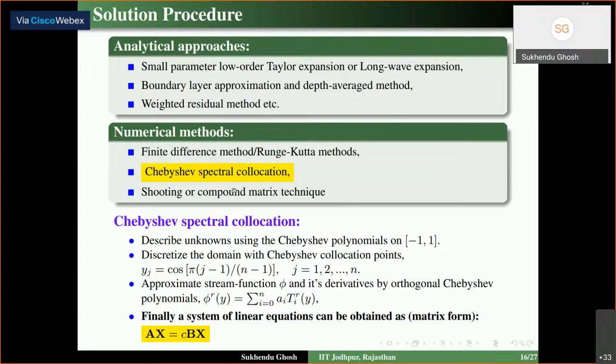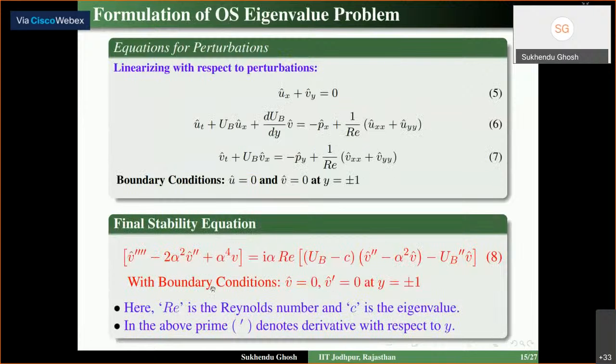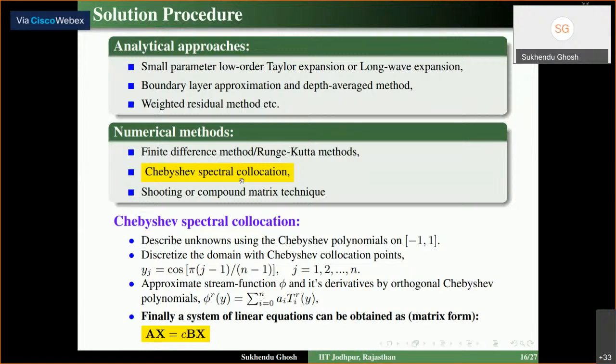Using this method, you can find numerically the eigenvalues as well as the eigenvectors of the system, which is the final equation. You can find the eigenvalue C and the eigenvector V, because V is the unknown, so that is the eigenvector, and C is the eigenvalue of this system. So you can find C and V numerically using the Chebyshev spectral collocation method. This is a simple numerical method.